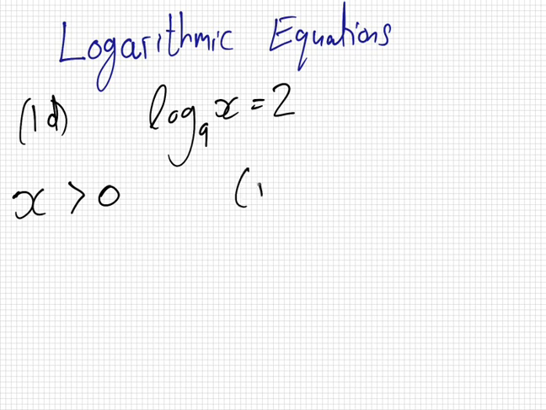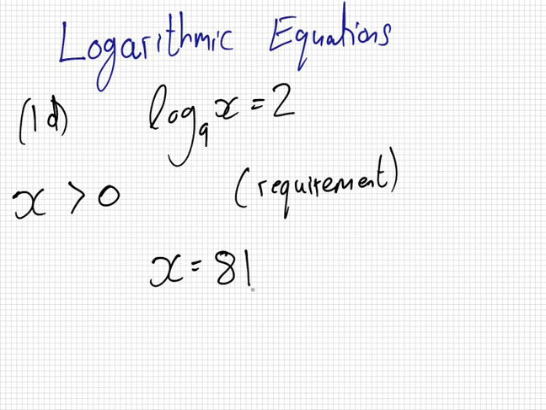So, this is what you might call the requirement. You need x to be greater than 0. Then you get the answer from just looking at this, really. There's nothing special to do here. And then the next thing you do is you check if your answer is allowed, and it is.